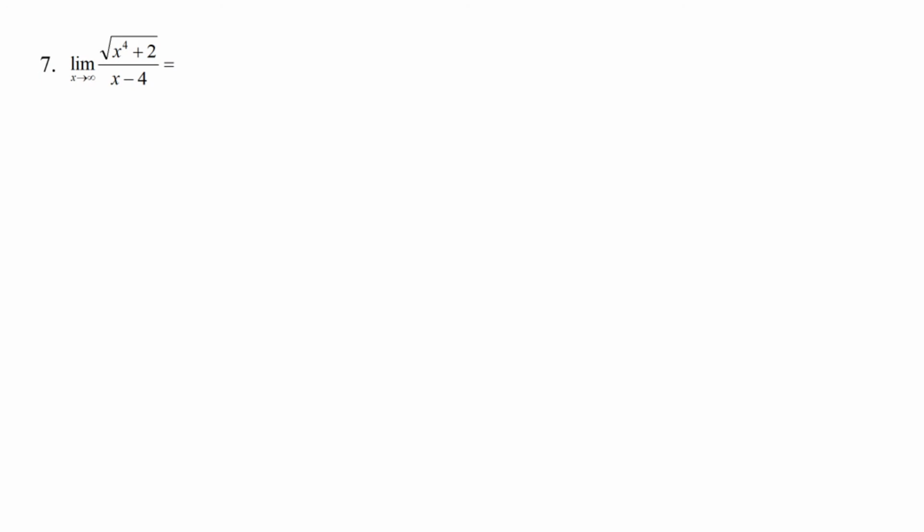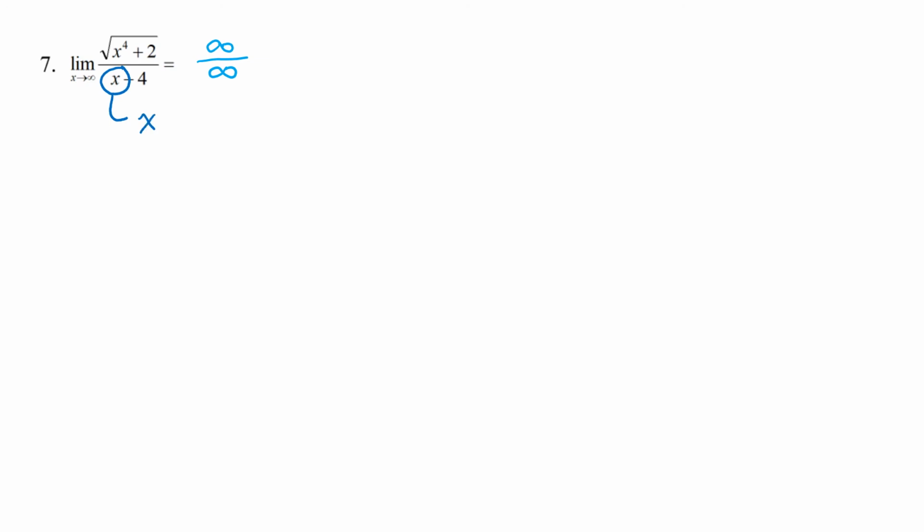We have the limit as x approaches infinity of the square root of x to the fourth power plus 2, all over x minus 4. Trying to evaluate the limit as is, we end up with infinity over infinity, which is indeterminate. So, since we have a quotient here, and it even has a radical, we will divide by the highest degree in the denominator, or rather by the term with the highest degree in the denominator.